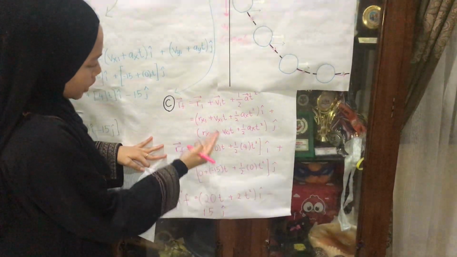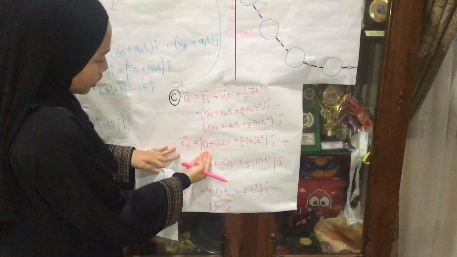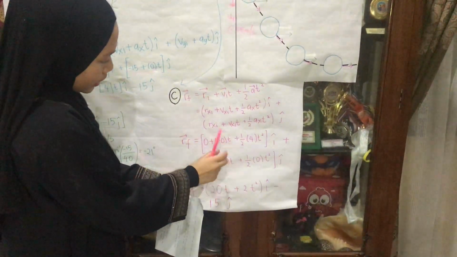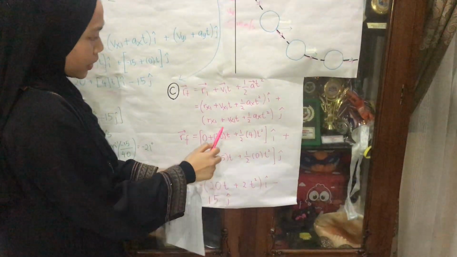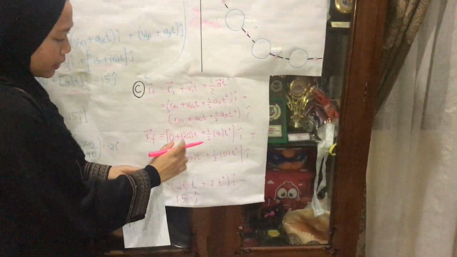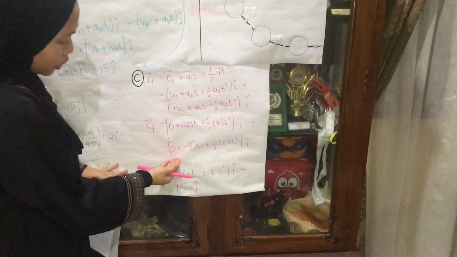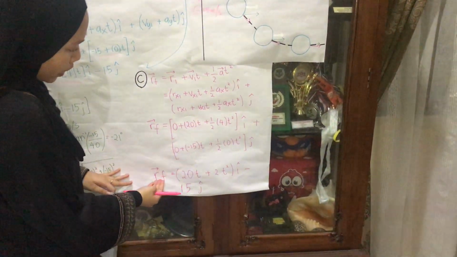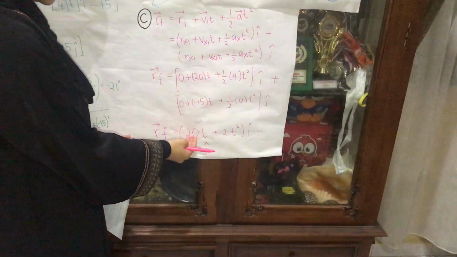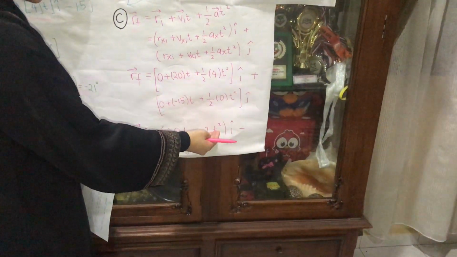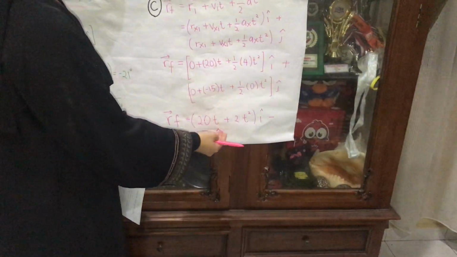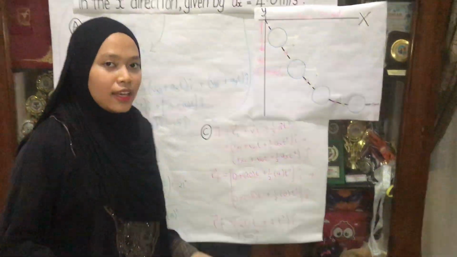So we substitute with the values we have. The T will remain T because the question asks at any time, so we just put T. And then we substitute. The final answer is R final equals 20T plus 2T squared in i unit minus 15 in j unit. That's all from me.